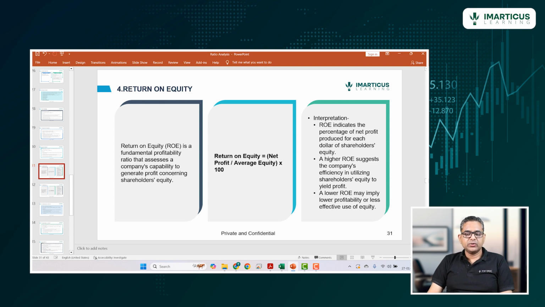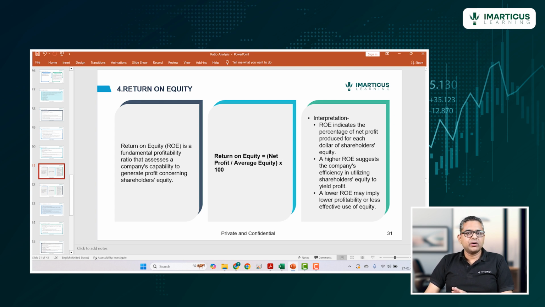Next is a return ratio, return on equity. Okay, so what is equity? We are talking about shareholders' equity here. So using that shareholders' equity, using those funds, what is the return we are able to generate? So again, the higher it is, the better it is. Return on equity is a fundamental profitability ratio that assesses a company's capability to generate profit concerning shareholders' equity. So using the shareholders' equity, how much is the company able to generate in returns.